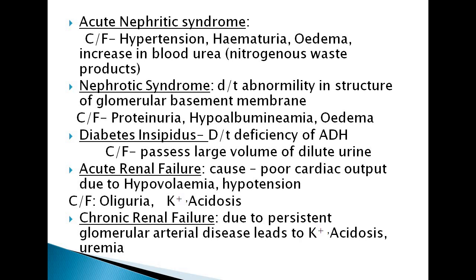Diabetes insipidus is a condition due to deficiency of the antidiuretic hormone, where there is the passage of a large volume of dilute urine. Acute renal failure is mainly caused by poor cardiac output, and that poor cardiac output is mainly due to hypovolemia and hypotension, and the patient presents with oliguria, hyperkalemia and acidosis. Chronic renal failure is another condition due to persistent glomerular arterial disease, which again leads to hyperkalemia, acidosis, and an increase in the blood urea level, that is called uremia.